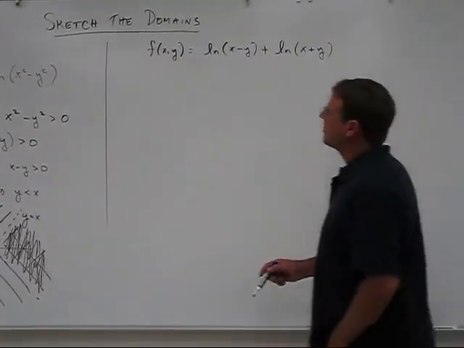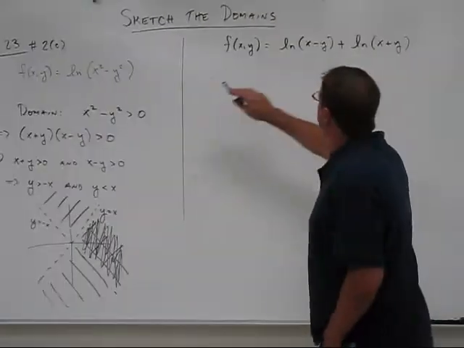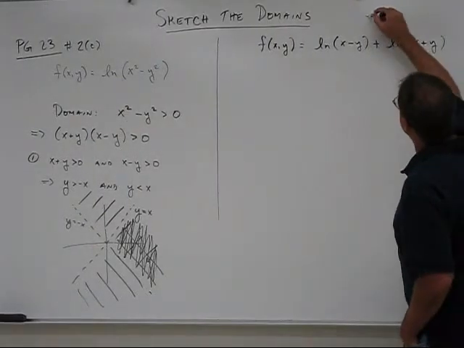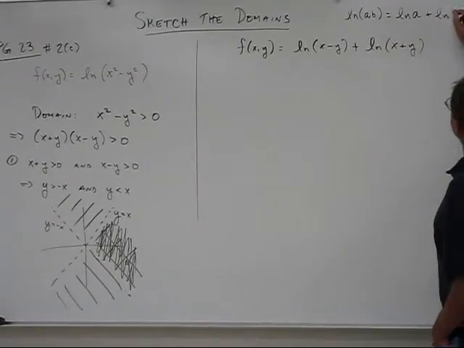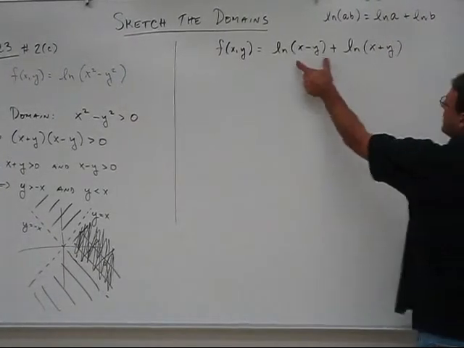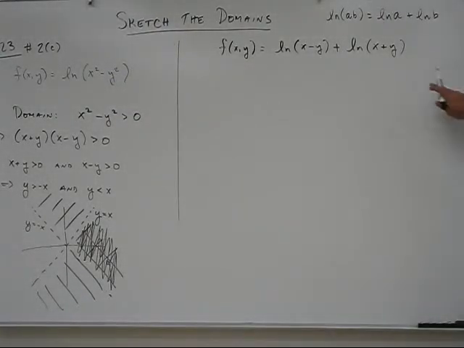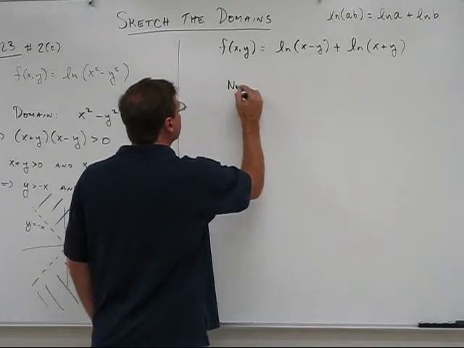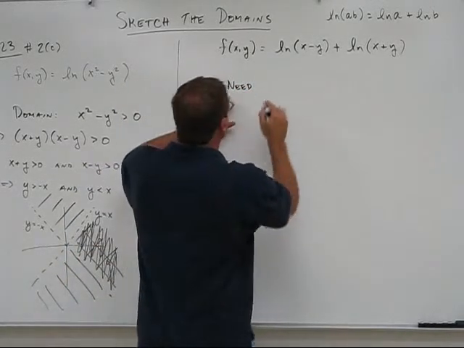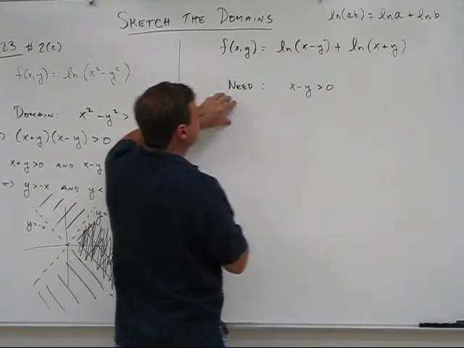Okay, the second part of the problem is this, and we'll see if it's any different than that one. Realize that because of this rule for logarithms, if I put these two together, I get this one. So let's see if there's any difference in the domains when I write it this way instead. Okay, so what I have to have is both of these at the same time. I need x minus y is greater than 0.